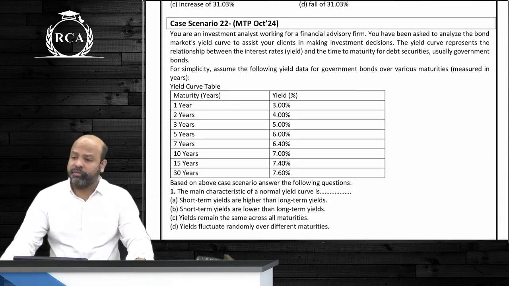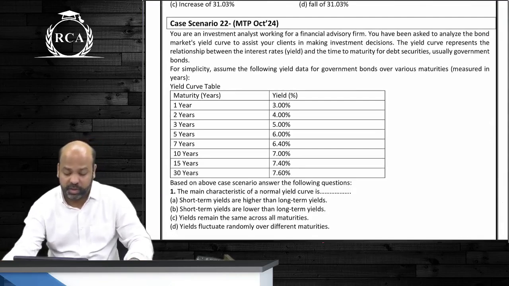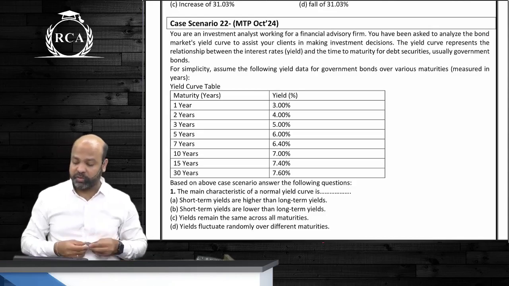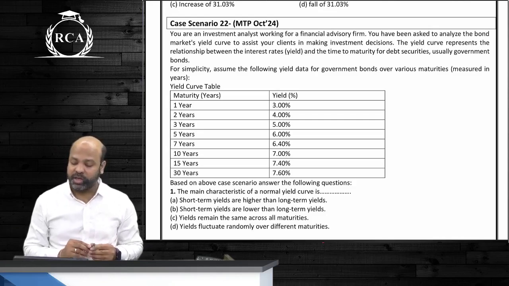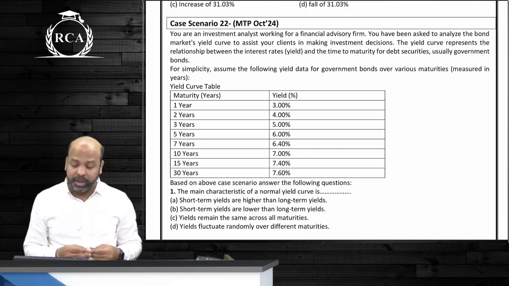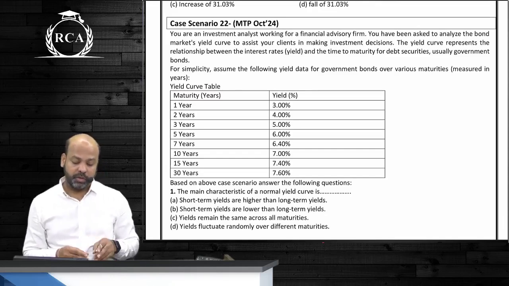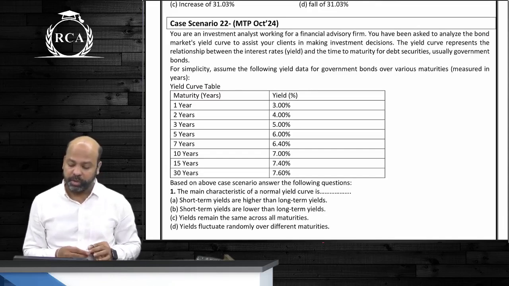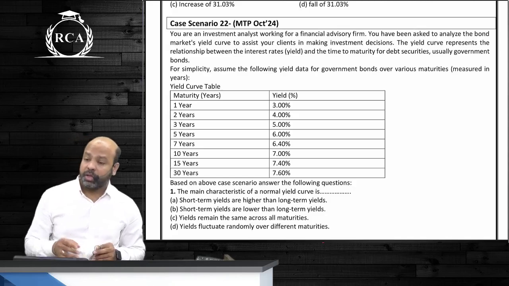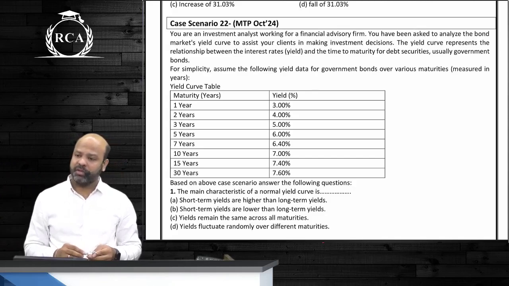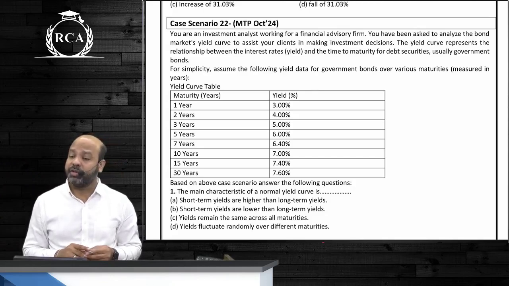This question was given in your first test, on bond valuation, but we will still solve it. You are an investment analyst working for a financial advisory firm. You have been asked to analyze the bond market yield curve to assist your clients in making investment decisions. The yield curve represents the relationship between interest rates and time to maturity for debt securities, usually government bonds. For simplicity, assume the following yield data for government bonds over various maturities. Yields are increasing with an increase in maturity period. Which type of yield curve is this? What are the different types of yield curves?